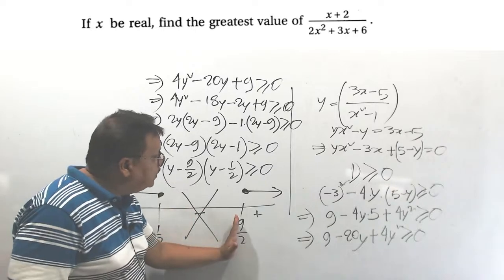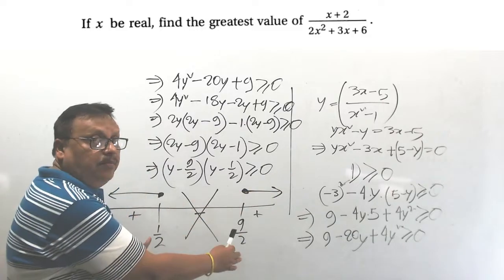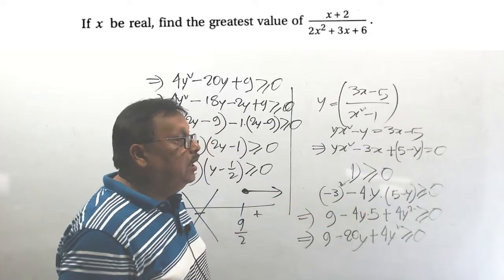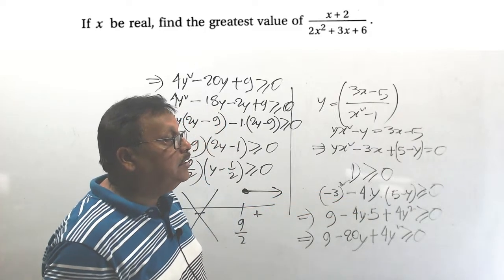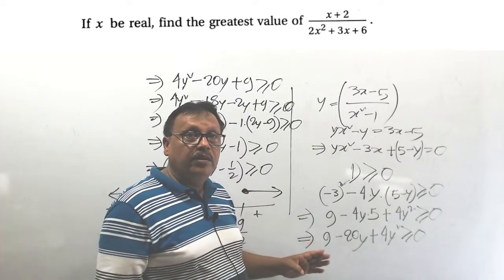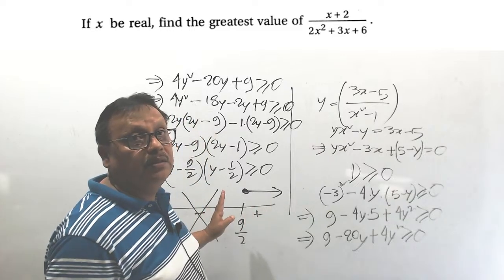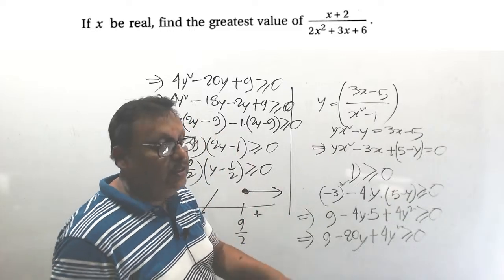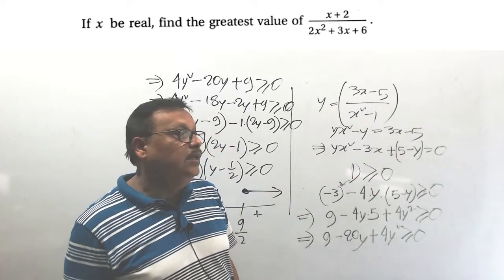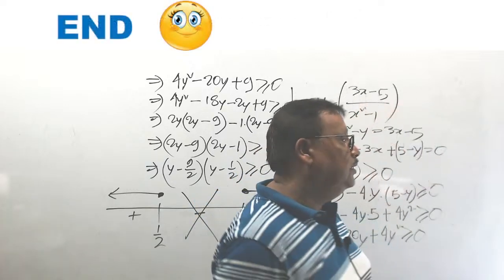So for this problem, that is x plus 2 divided by 2x square plus 3x plus 6, in between some values will come. You will get two values. The maximum value is the right part, and the minimum value will be the left part. You will do it and tell me the answer. Okay. Thank you.